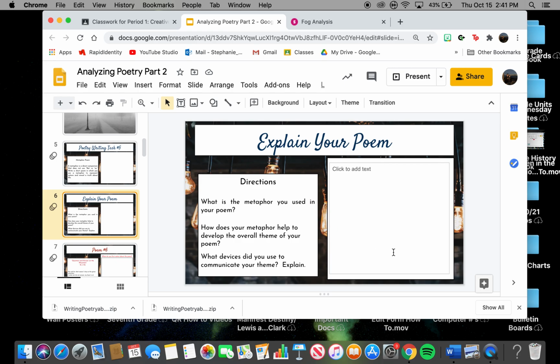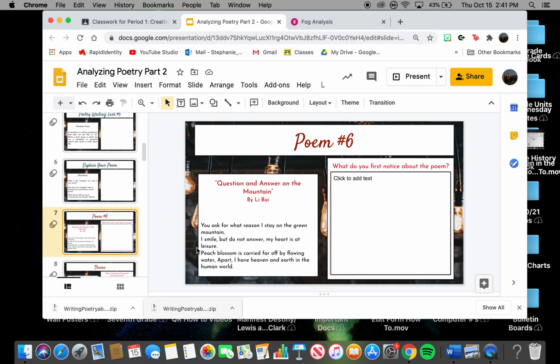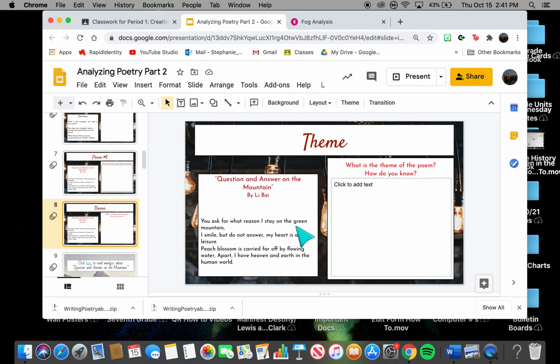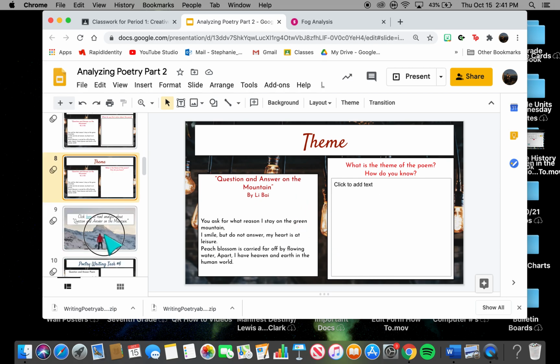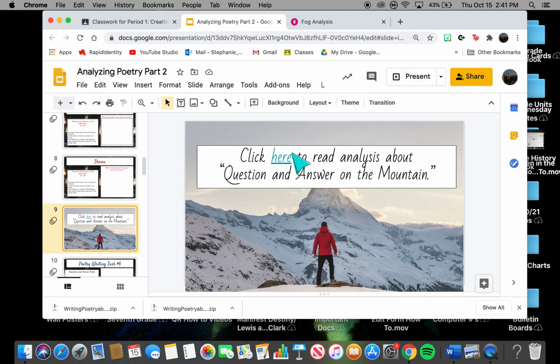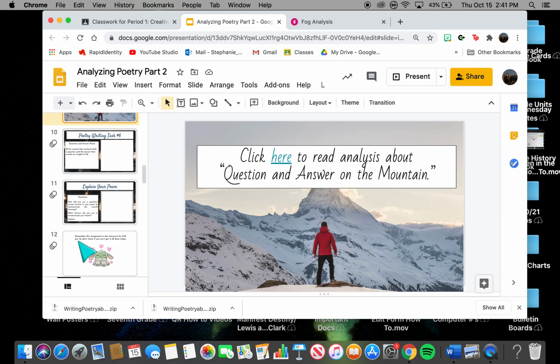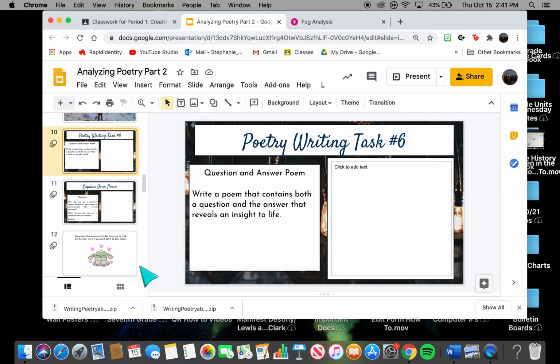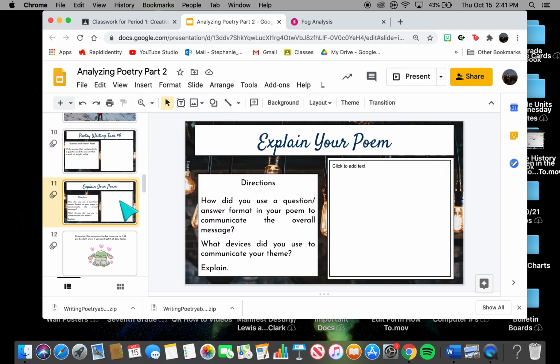Then on slide 6, you're going to explain your poem. Just make sure you answer these questions here. For poem 6, you do the same thing. You read, you take notes, you tell me what you think the poem is about. You go to present, then you click here and read about the poem. Then you get to task 6, and task 6 is a question and answer poem. You're going to write a poem that contains a question and an answer that reveals an insight about life. Then on slide 11, you're going to explain that poem.